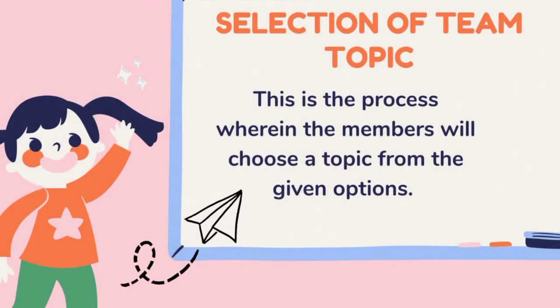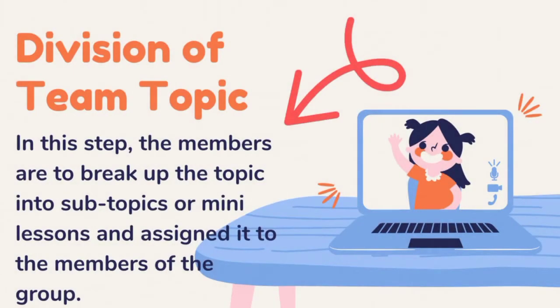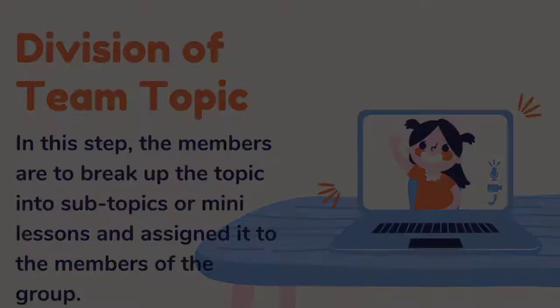This strategy comprises four steps. First, the selection of team topic. This is the process wherein the members will choose a topic from the given options. Second, the division of team topic. In this step, the members are to break up the topic into subtopics or mini lessons and assign it to the members of the group.